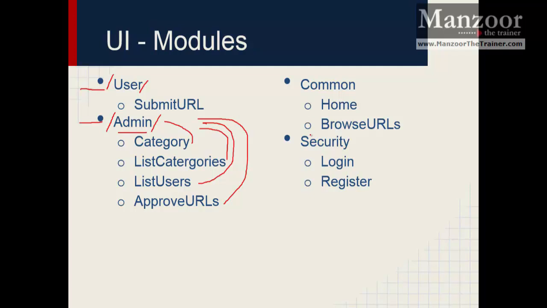So in our MVC we talk in terms of areas. I am going to create 4 areas. So in my MVC I won't say I have 4 modules, I'll say I have 4 areas. So let us see how to create these areas.